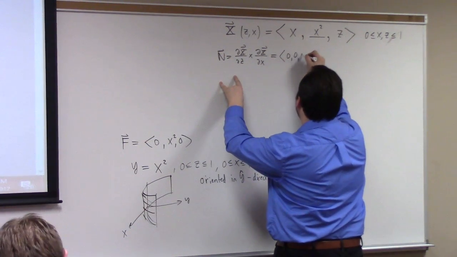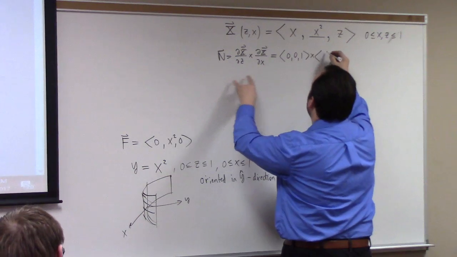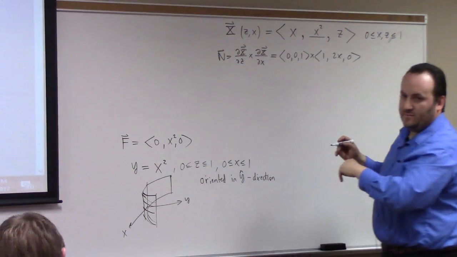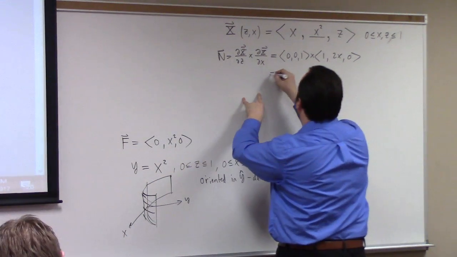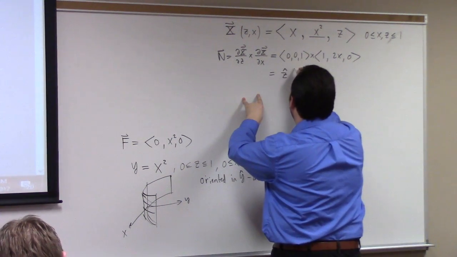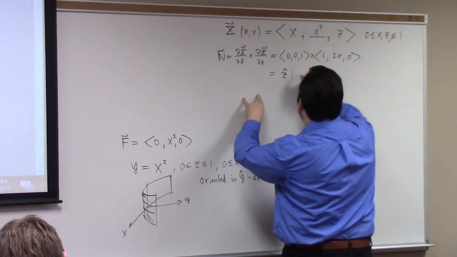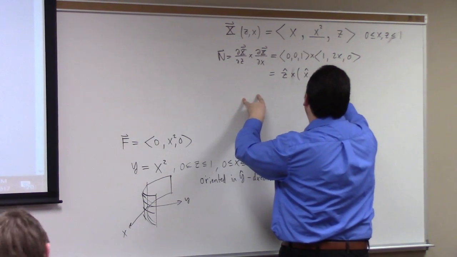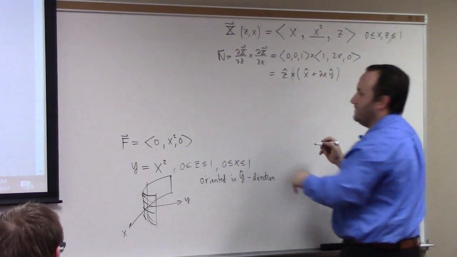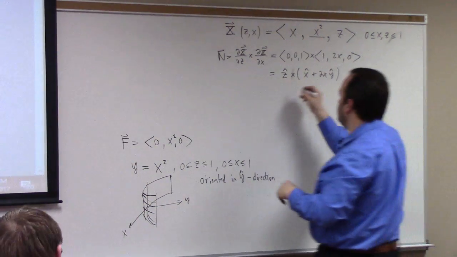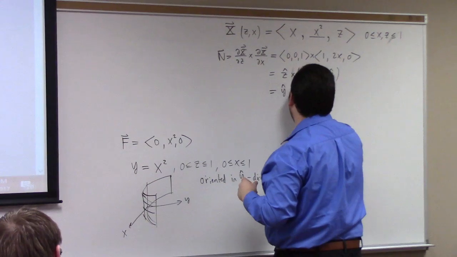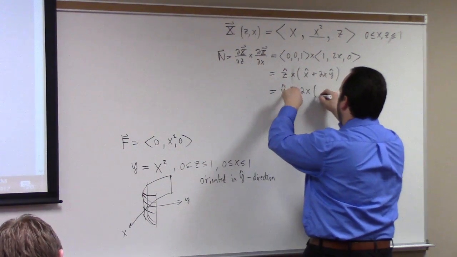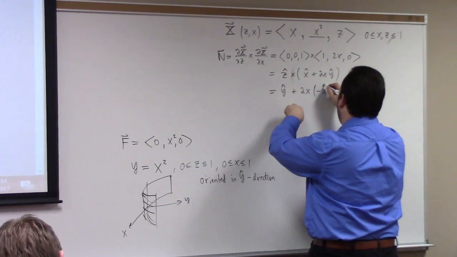(0, 0, 1) crossed with (1, 2x, 0). Now this one, you should not use a determinant for. This one you should use good old-fashioned algebra. This is z hat crossed with x hat plus 2x y hat. What's z hat cross x hat? This gives us y hat plus 2x. What's z hat cross y hat? Minus x hat.